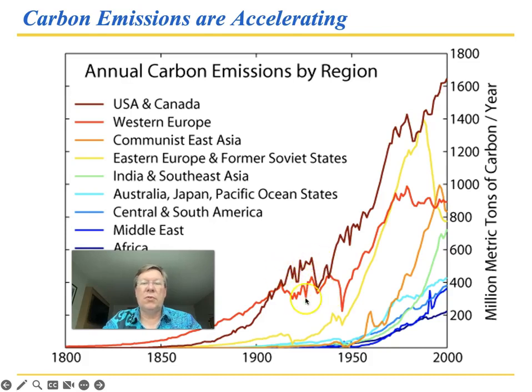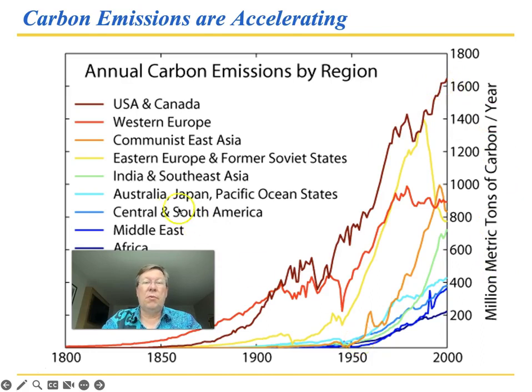Well, this is of course the Great Depression, and you had the Second World War, and so some of these emissions went down because there was less activity. But then industrial activity picked up, and with some minor fluctuations, you can see that they have increased dramatically. Million metric tons of carbon per year.